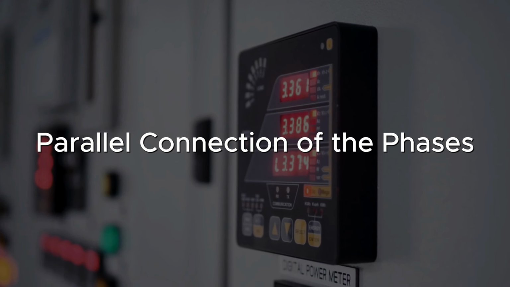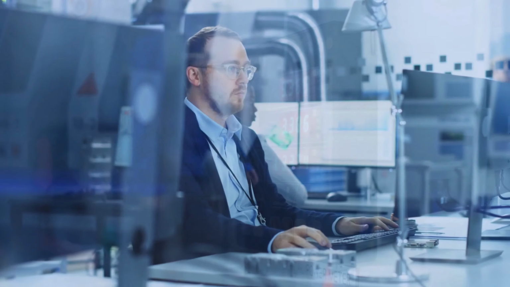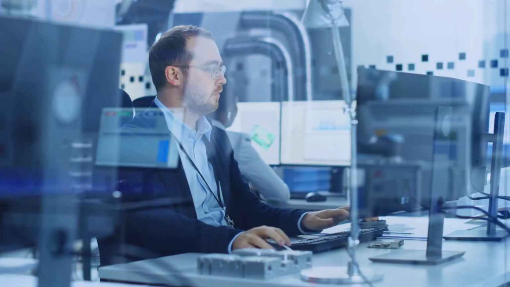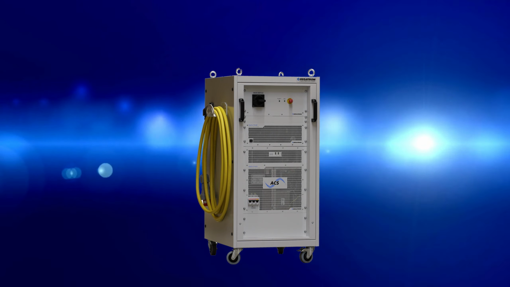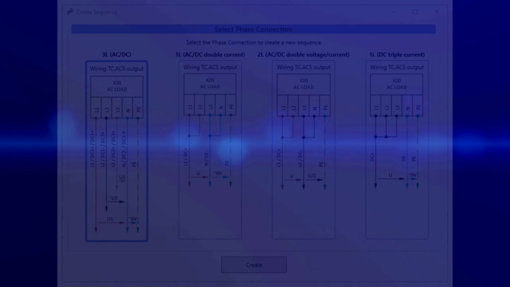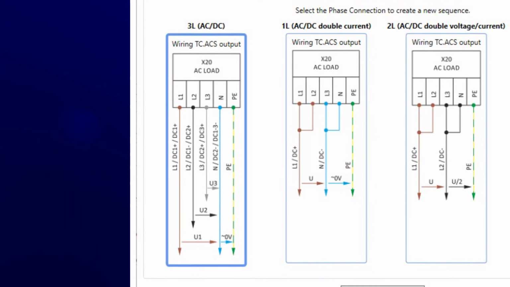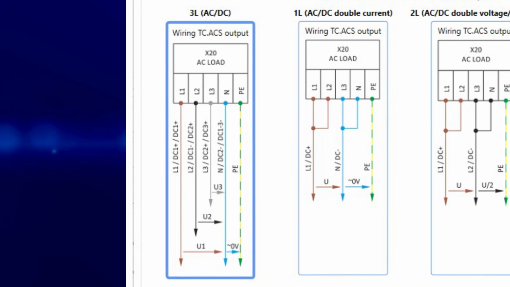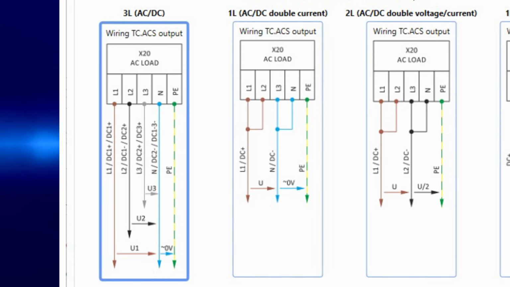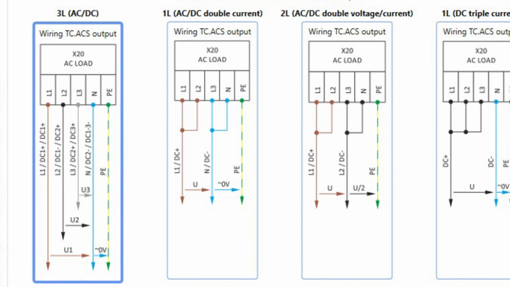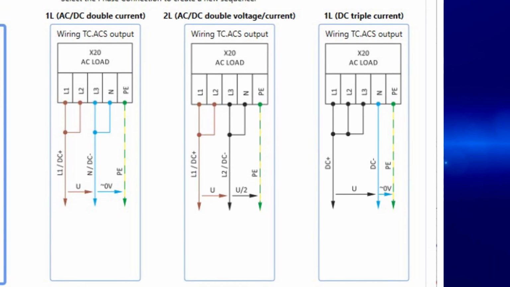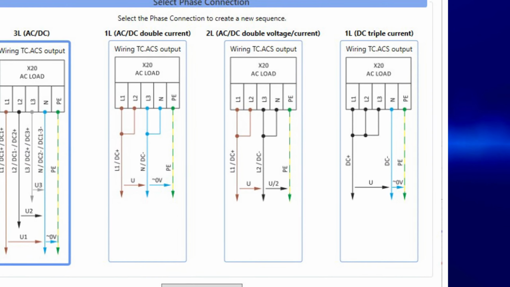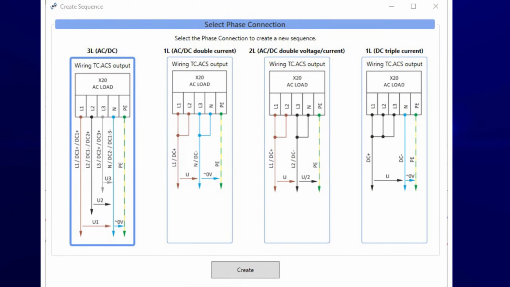Parallel connection of the phases. To meet the requirements mentioned above, Regatron has added the new phase connections functionality to the versatile grid simulators of the TC.ACS series. It offers the possibility to connect single phases in parallel in different configurations. Both manual and programmable, automatable functions are available to the user to adapt the four active output channels, 3L plus N, to the test requirements.